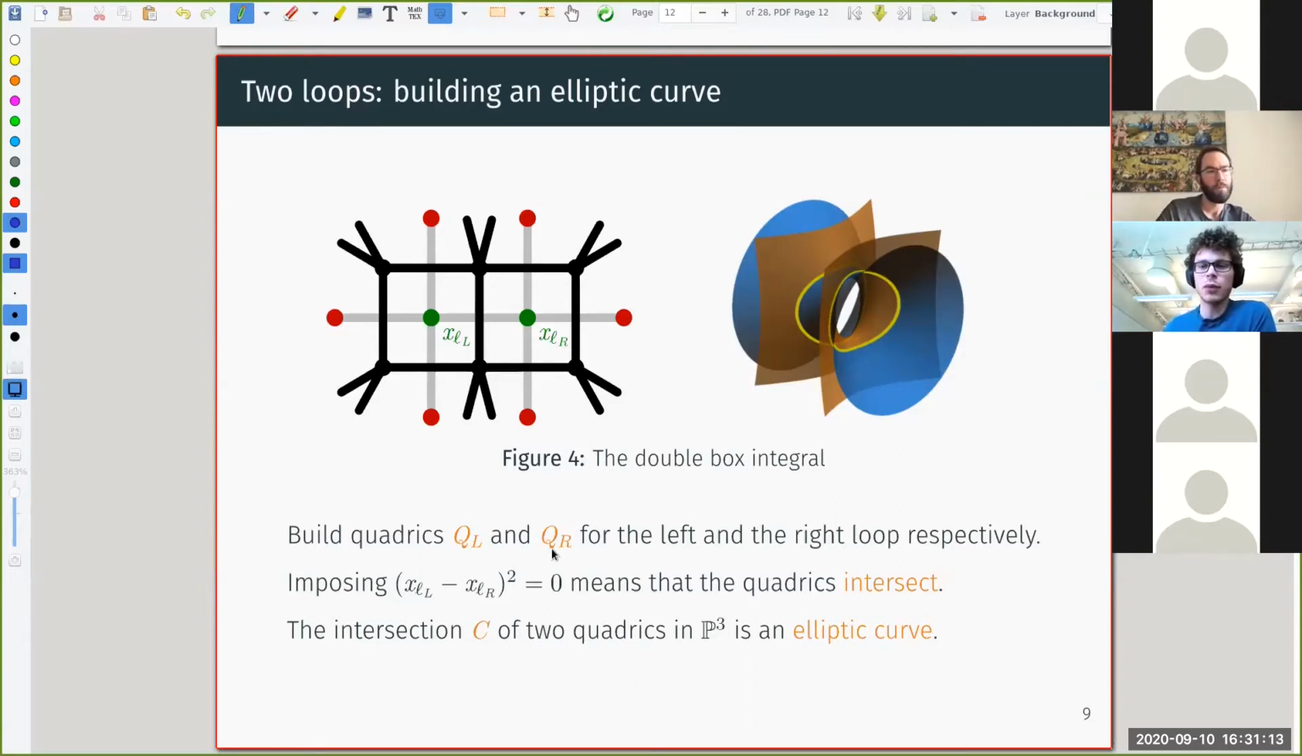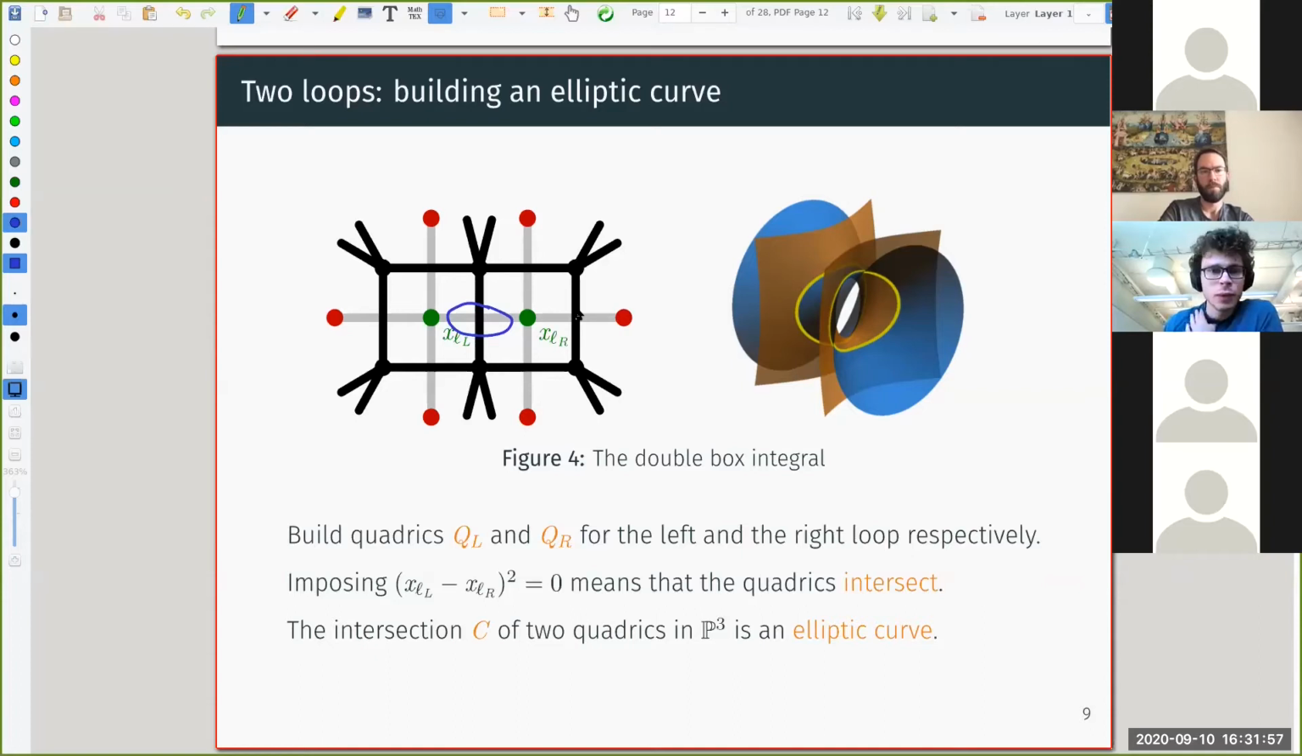And now we just have to take care of one final constraint, because for the leading singularity we should also ensure that these two loop points are lightlike separated. This can be done by demanding that these quadrics intersect. So that's shown here in this picture. And now we have already constructed the elliptic curve, because it turns out that if we have two quadrics in P3, then the intersection is an elliptic curve. So that's how this elliptic curve arises here. We just built two quadrics, they have to intersect, and the elliptic curve is there. And we didn't have to introduce any parameters or Feynman parameters.